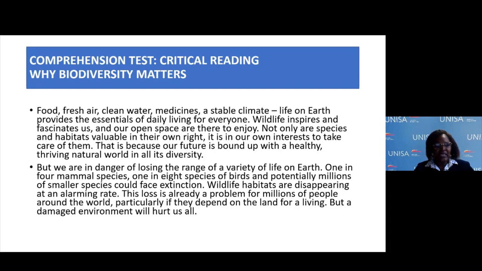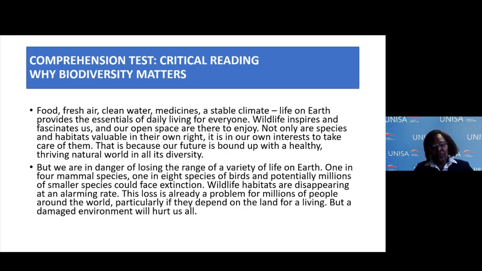Wildlife inspires and fascinates us, and our open spaces are there to enjoy. Not only are species and habitats valuable in their own right, it is in our own interests to take care of them. That is because our future is bound up with a healthy, thriving natural world in all its diversity.